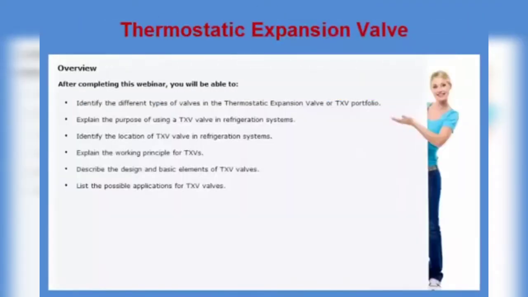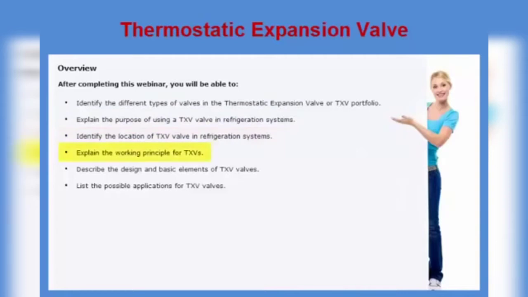After completing this webinar, you will be able to identify the different types of valves in the thermostatic expansion valve or TXV portfolio. Explain the purpose of using a TXV valve in refrigeration systems. Identify the location of a TXV valve in refrigeration systems.